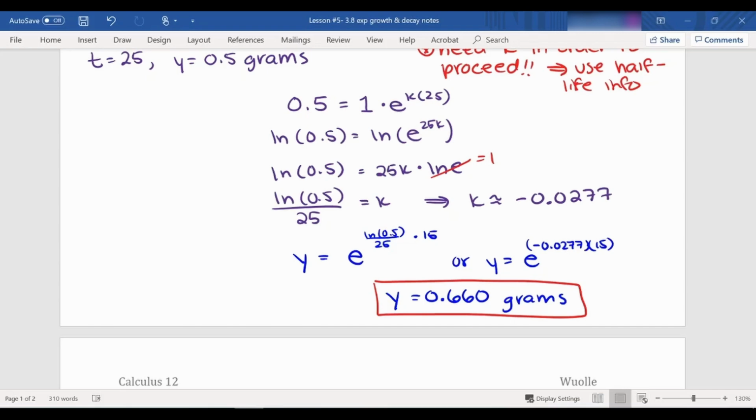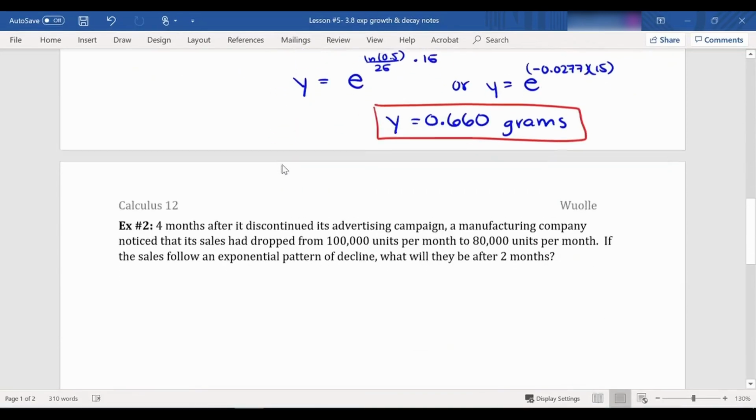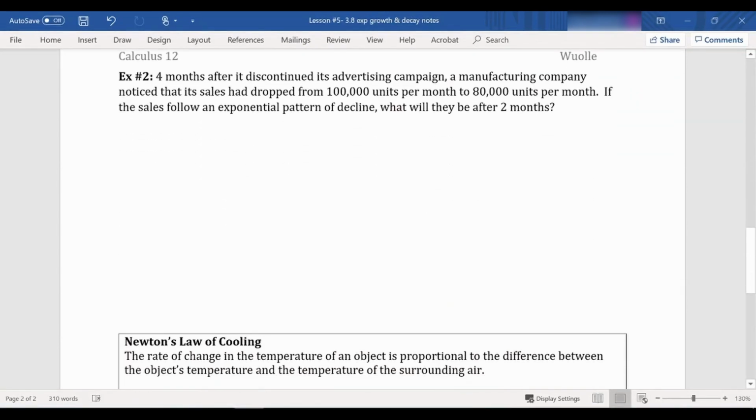So we'll try one more on the next page. If you want to try that one on your own first and then go check your answer, you can pause here and then proceed. Otherwise, if you just want to be walked through another question, you can just keep going.